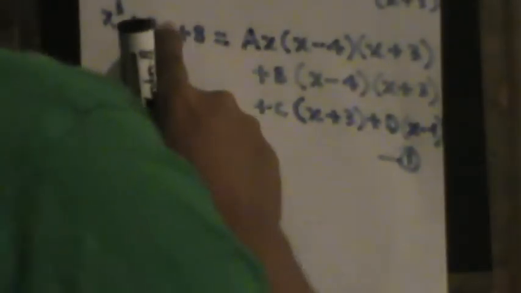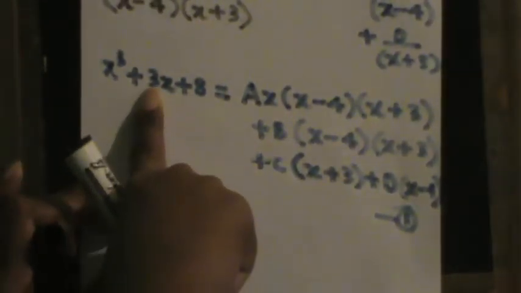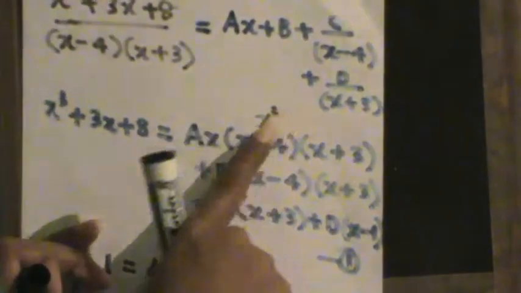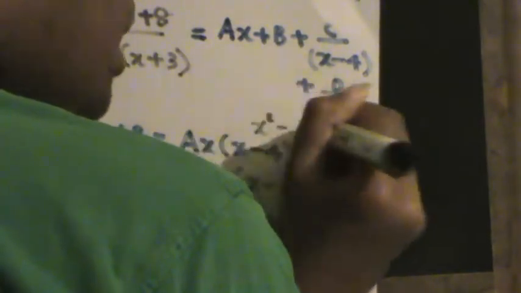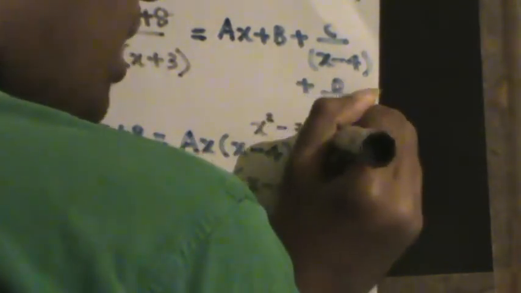We found A directly. So to find the other terms, I'll equate the other terms, x squared next. So x squared on this side is 0 because there is no term of x squared. So that will be 0 equals, I'll get an x squared here. You can simplify, it's better to simplify the term here. So x squared minus 7x plus 12.